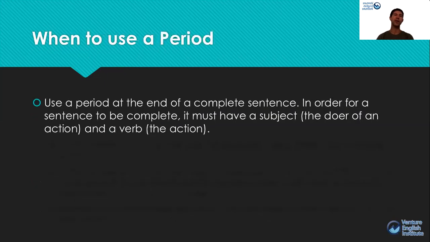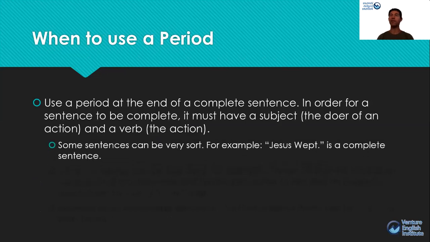All right, next, when to use a period? Well, we use a period at the end of a complete sentence. In order for a sentence to be complete, it must have a subject, that is the doer of an action, as well as a verb, and that is the action itself. So in order for a sentence to be complete, it has to have both those components, both a subject and a verb. Now the thing is, in English, there's some variety there.